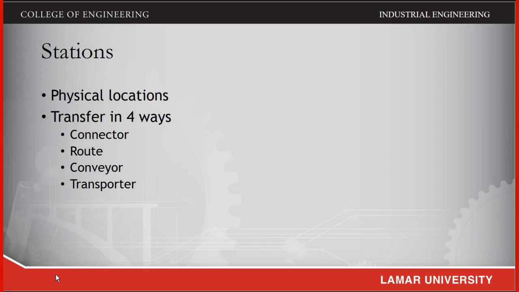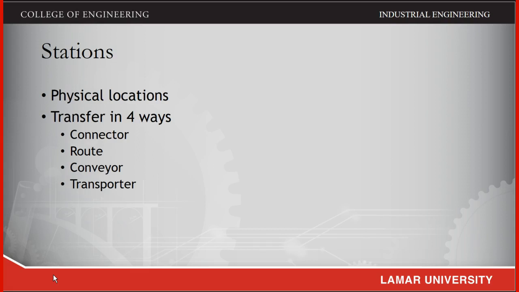There are basically 4 ways in which we can move the entities in between stations. Those are the connector, which is exactly what we would have been doing without stations, and it's determined by these connectors. We can use routes. The route allows the entity to travel virtually between 2 stations. It can have a delay and specify how long it takes in terms of time to get from one station to the next one. It doesn't require any additional material handling device. In other words, it is as if the entity has its own feet.